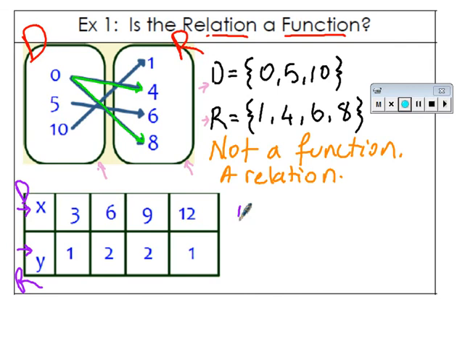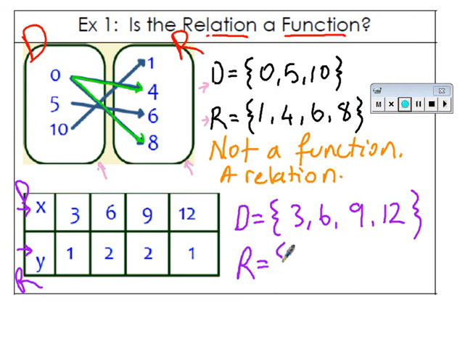If I were to make a list of the domain, I will do 3, 6, 9, and 12. If I were to make a list of the range, I will write 1, 2. Because 2 is repeating, you don't have to write it twice. 1 is also repeating, you don't have to write that twice either. And I close my brackets.